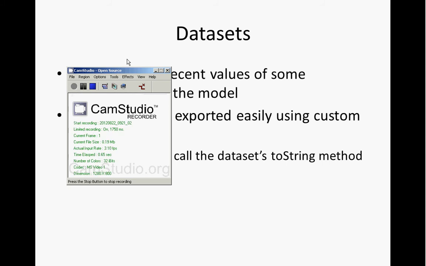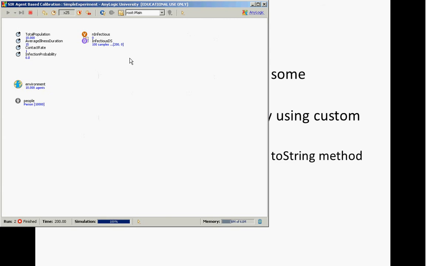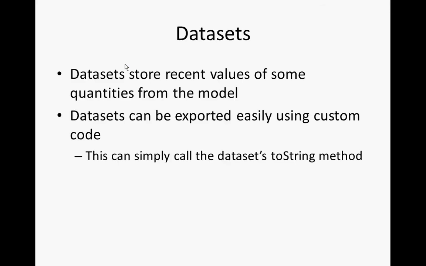So let's talk now, ladies and gentlemen, about data sets. What you saw in this model right here is a data set. It's infectious DS, labeled with the D. Data sets store recent values of quantities from the model, and they can be exported easily using custom code. You can simply call the data set's toString method and write it to disk, and we'll see how we can do this, okay?